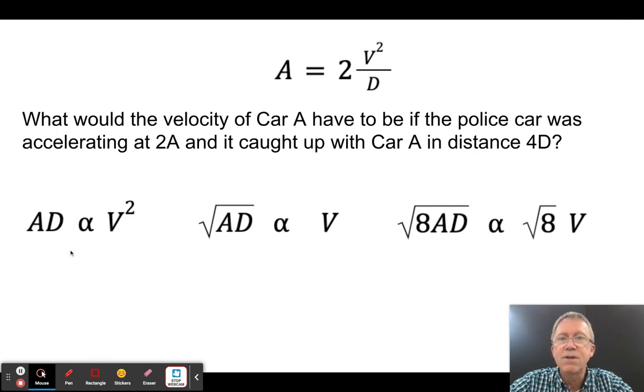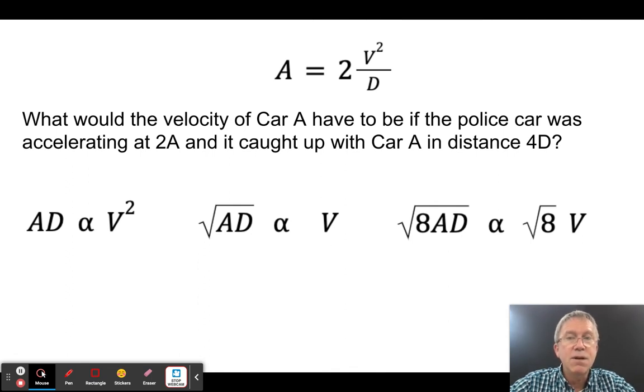So I start off with this. I'm going to multiply d over here. Now I can say that a times d is proportional to v squared. I don't care about the constant here. But I want to resolve this for v, so I'm going to take the square root of both sides. So the square root of ad is proportional to v.